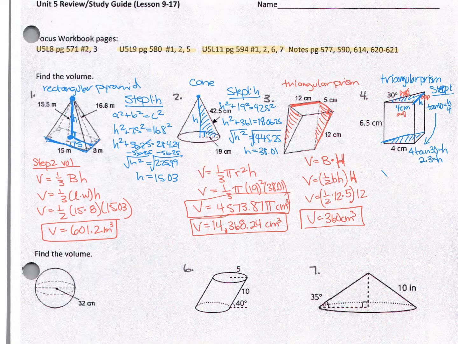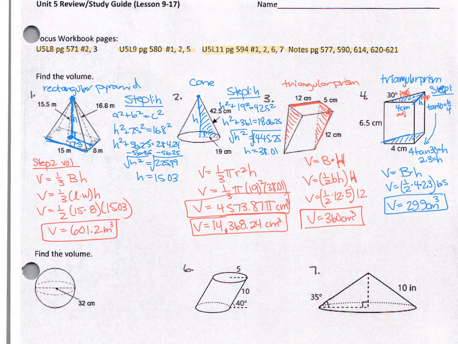It matches number 3. The prism's formula is big B times H. In this case, my big B is a triangle. So it's 1/2 the triangle's height and base, which is 4, and this 2.3 I found, times the height of the entire prism, which is 6.5. And I multiply 4 times 2.3 times 6.5 in my calculator. And then I multiply by 0.5 for the 1/2, and I get 29.9 centimeters cubed.